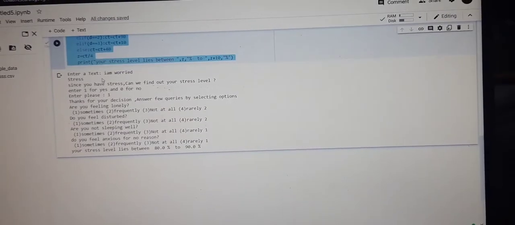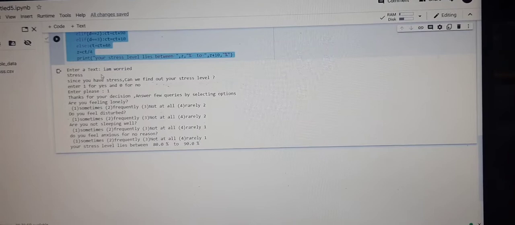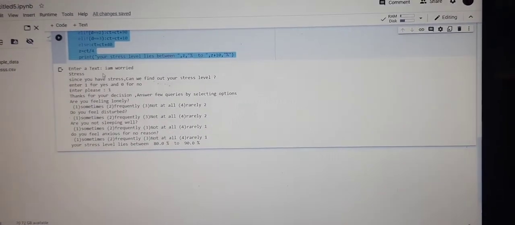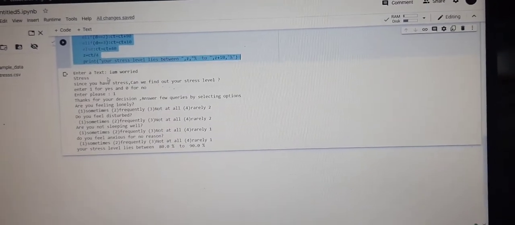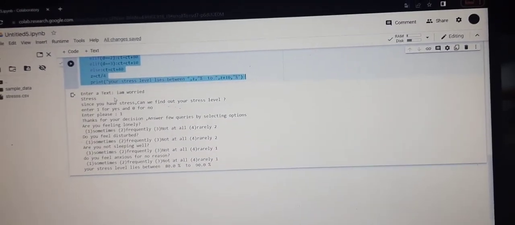This is the ML model we created to find out whether the user is having stress or not, and even if having stress, then we find the stress level so that the user can take necessary precautions and be out of it. Thank you.